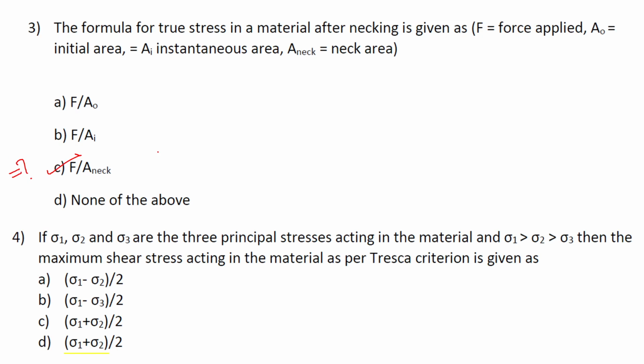Now, what about question A? If sigma 1, sigma 2, sigma 3 are the principal stresses acting in a material, and sigma 1 is greater than sigma 2 greater than sigma 3, then the maximum shear stress acting in the material as per Tresca's criterion is given as option B: sigma 1 minus sigma 3 divided by 2.